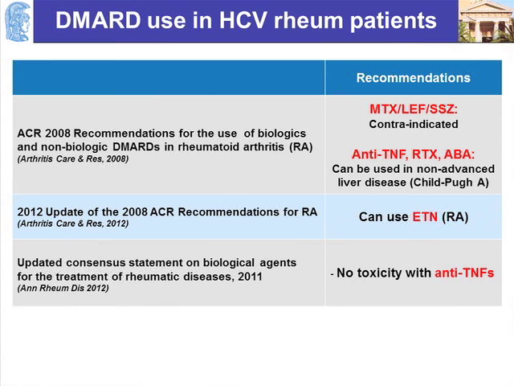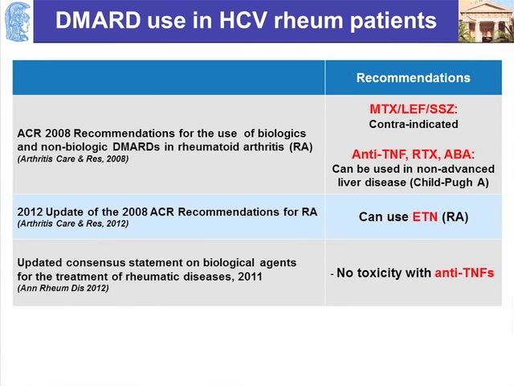How about medications? I think the ACR has done a good job on that. They suggested that you avoid methotrexate and leflunomide in these patients, although I think in patients who do not have advanced fibrosis, and you may have to use it, you can use it as long as you monitor these patients very closely. How about biologics?